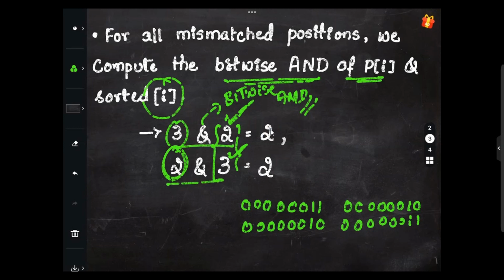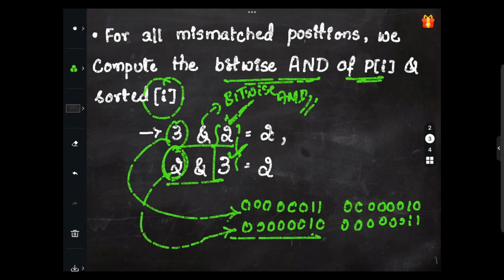When we convert 3 to binary, this is 3. When we convert 2 to binary, this is 2. The same goes for the other pair. So for 3 and 2, this is nothing but 3 and this is nothing but 2. And the second one, this is nothing but 2 and this is nothing but 3, right?